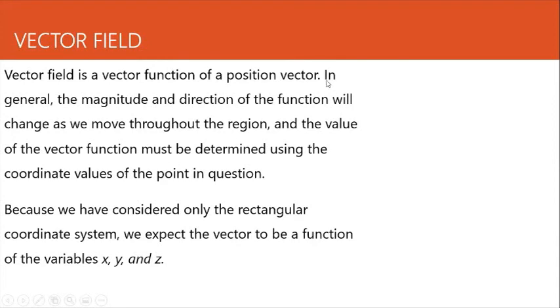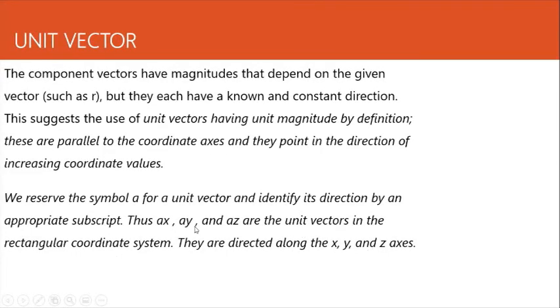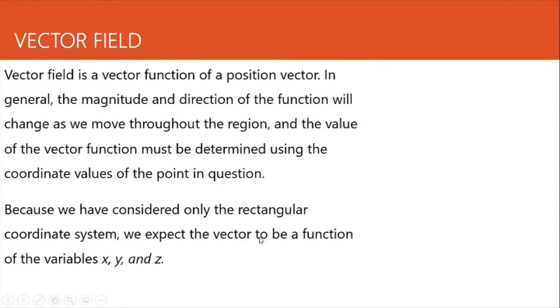Kumbaga meron siyang position. Then, in general, pinagsama lang natin siya. Meron siyang magnitude. Then, meron din siyang direction of the function. Will change as we move throughout the region. And the value of the vector function must be determined using the coordinate values of the point in the question. Okay, that is a vector field. Because we have considered only the rectangular coordinate, pag sinabi natin rectangular coordinate, meron tayong x, y, and z. We expect the vector to be a function of the variable x, y, and z. Okay, that is the vector field.